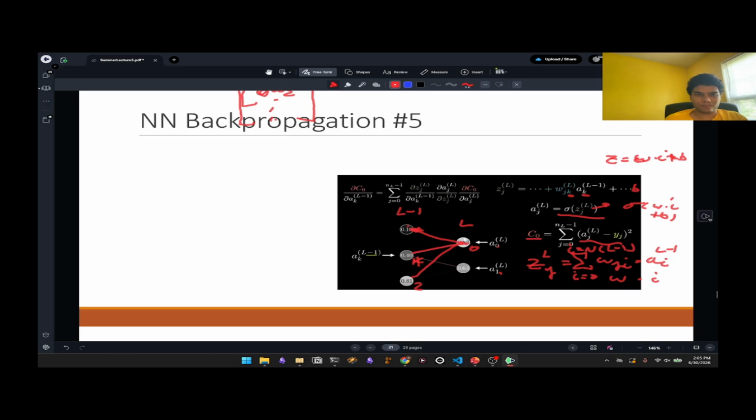Plus the bias. This bias would be outside the summation, because it's added at the end. It could be inside the summation, but you would sum up the same bias over again, so that's the same as just adding it outside the summation. But that's how you get z.